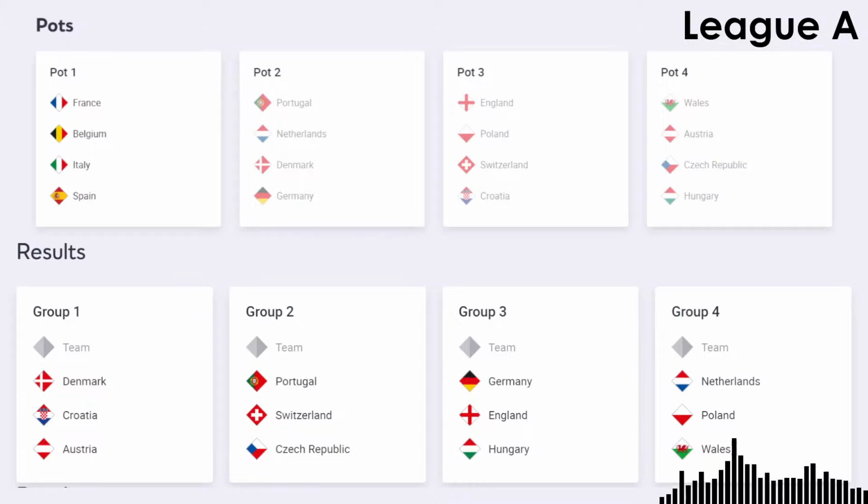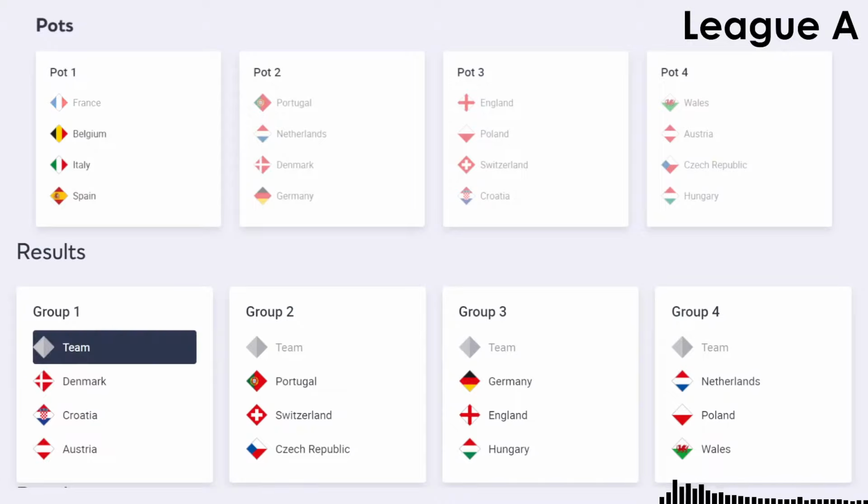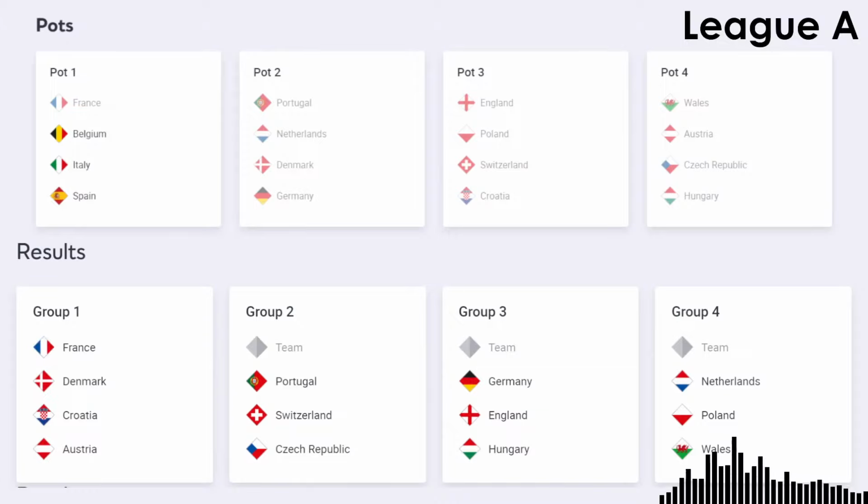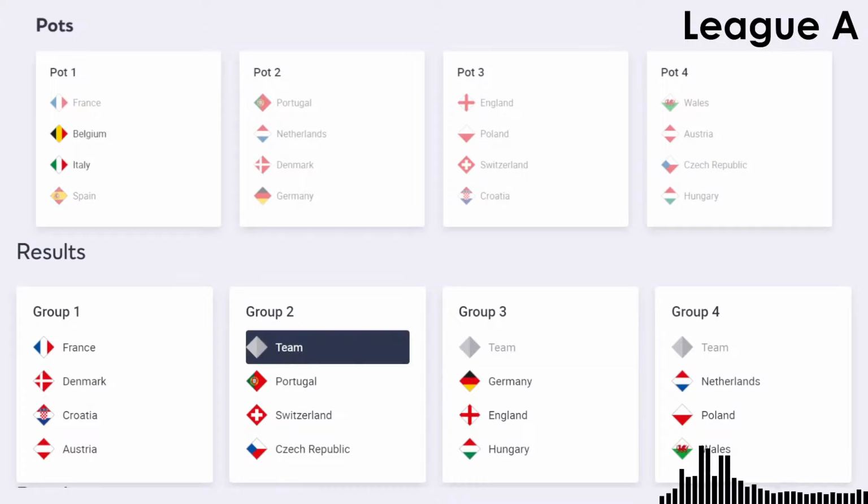In Pot 1 we have France, Belgium, Italy and Spain. France on Group 1. It's a hard group for France, with Croatia, Austria and Denmark. I think there should be tight competition with Denmark, and I don't think France can easily get through from that group. Spain versus Portugal is going to happen. Wow. Spain, Portugal, Switzerland and Czech Republic on Group 2. It's tight anyway. Waiting for Group 3.